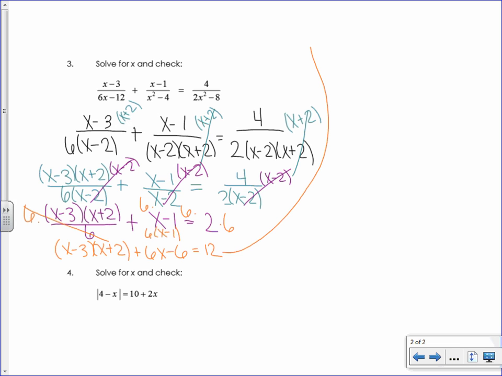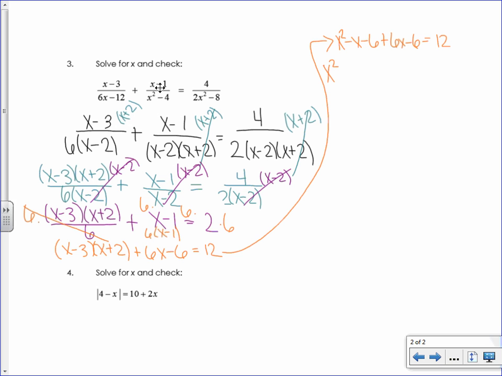And now I need to FOIL that little bit on the left. When you FOIL that, you're going to get x squared minus x minus 6. And then I have all that stuff left. So plus 6x minus 6 equals 12. We have a quadratic, so the way to solve quadratics is to get them equal to 0 and then factor or use the quadratic formula. So I just got to subtract that 12 over, combine some like terms.